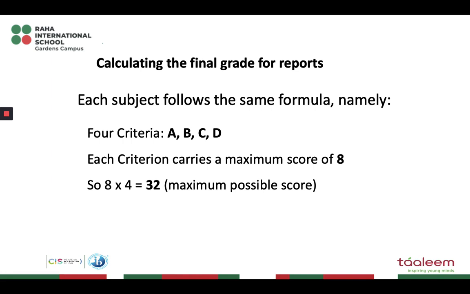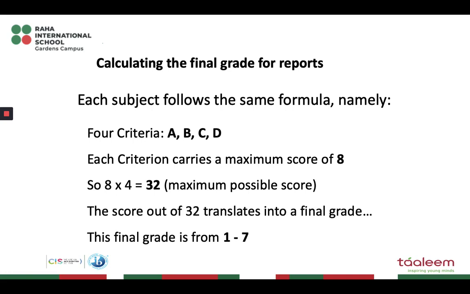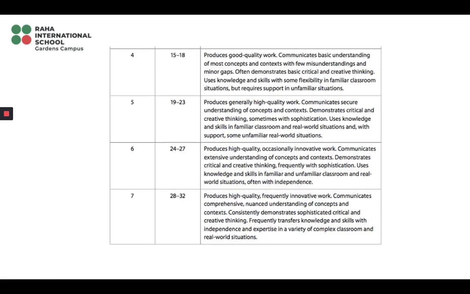Now that score out of 32 gets translated into a grade out of 7 as follows. So at the top end, firstly, the 28, which students are often aspiring to get. So that's your 7, and then 24 to 27 is a 6, etc. Now if you look at the general descriptors of these grades, you can see that even a 4 is good quality work. So often there's a misinterpretation or misconception that a 4 or a 5 is not good enough.